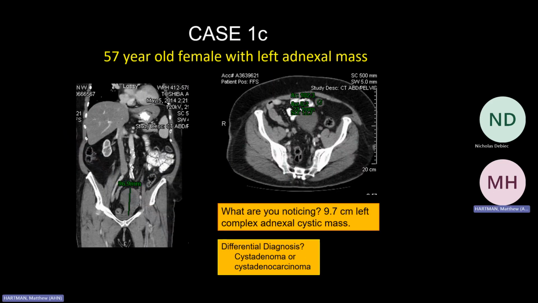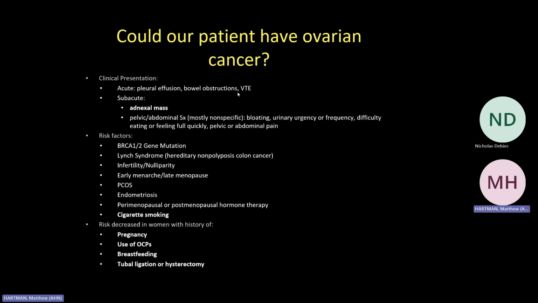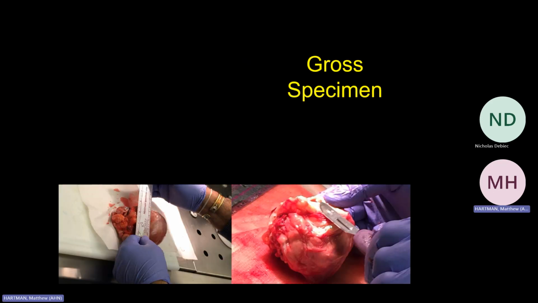Okay, another patient, 57-year-old female, left adnexal mass. This one's smaller. Again, it looks cystic, so we're thinking cystadenoma, maybe cystadenocarcinoma, if there's a solid component. So we're always thinking, could this be cancer, right? And this is the gross specimen. This is really neat. If you've never had a chance to do it, to watch the pathologist take the gross specimen, they measure it, they're looking for the most suspicious part.